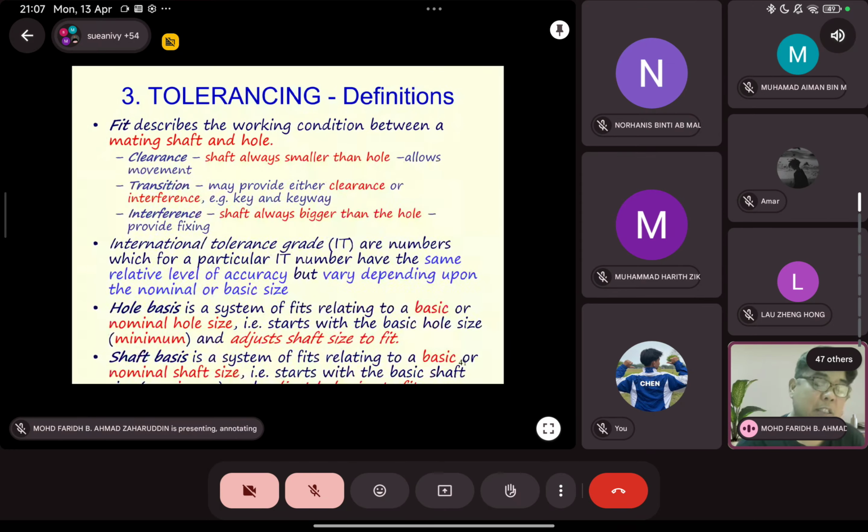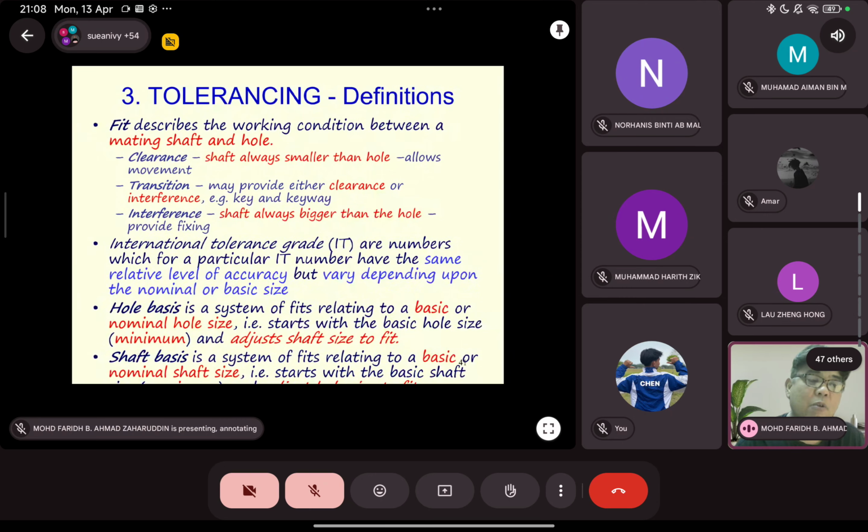Bukan boleh sebarang-sebarang ketuk. If you ketuk, guna hammer, the wheel hub is made from casting. So casting cannot stand any high hammering punya ni, tak boleh. It will be cracked. Sometimes they put kayu, ketuk pun bahaya juga. So that is one of the examples of interference.